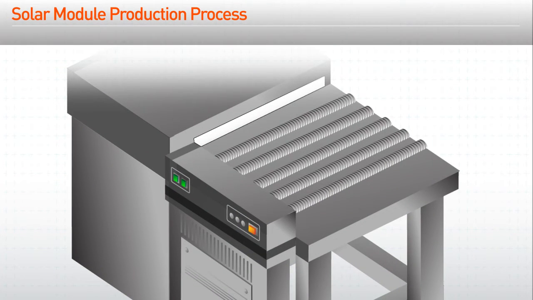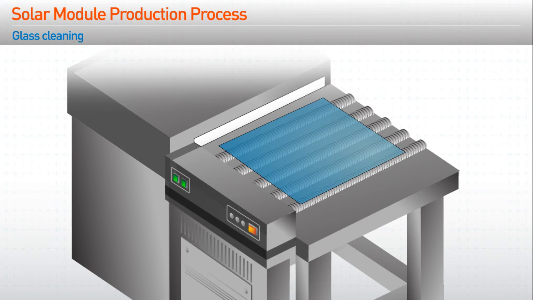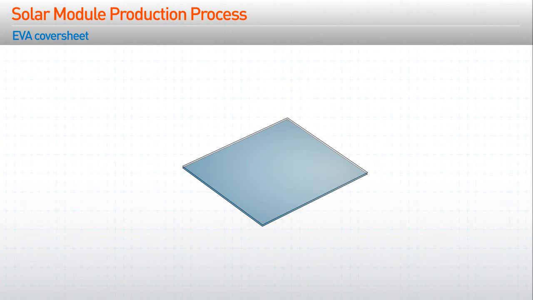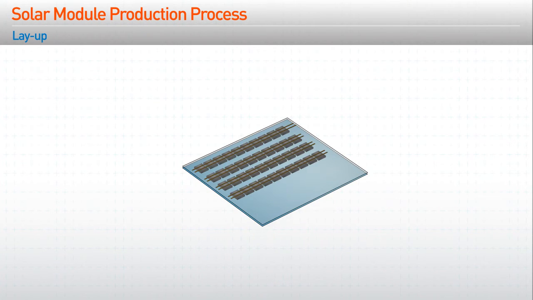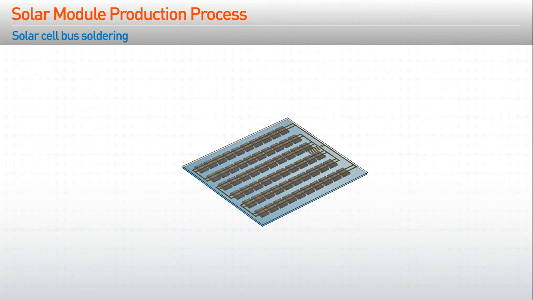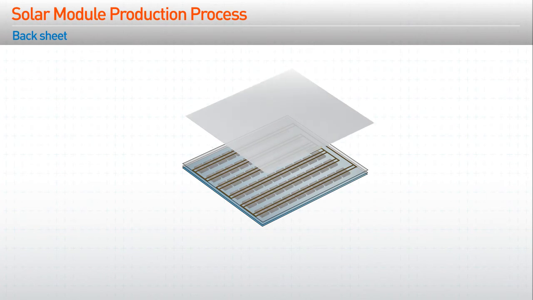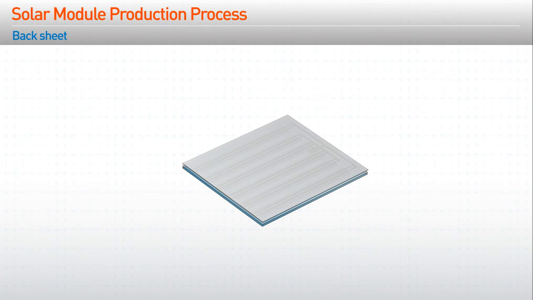The primary production process for solar modules first starts from washing the glasses. Next, put the EVA cover sheets on the glasses and lay up solar cell stringings on the EVA cover sheets. Afterwards, solder solar cell stringings buses. Then, the EVA cover sheets and the back sheets are covered over solar cell stringings. Next comes the laminating and edge trimming stage.